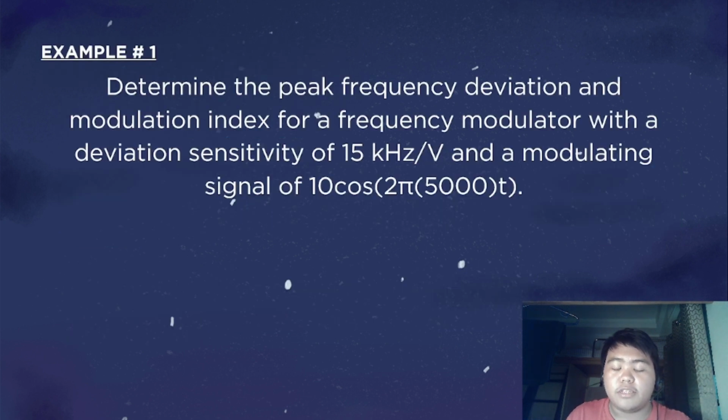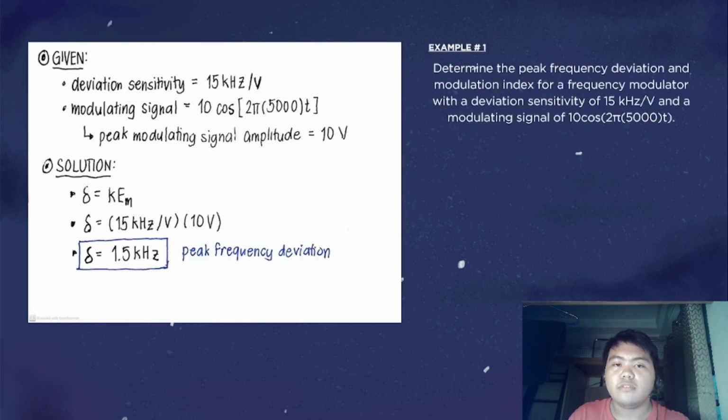So we have an example on this. Determine the peak frequency deviation and modulation index for a frequency modulator with a deviation sensitivity of 15 kHz per volt and a modulating signal of 10 cosine 2 pi 5000 t. We have the given values from the problem: the deviation sensitivity is 15 kHz per volt, and given its FM modulating signal, we can describe that the peak modulating signal amplitude is 10 volts.